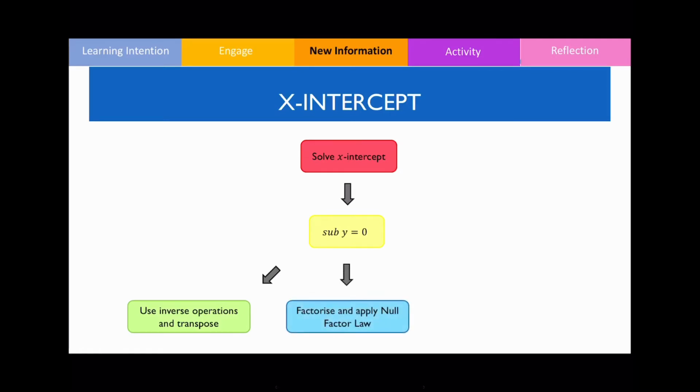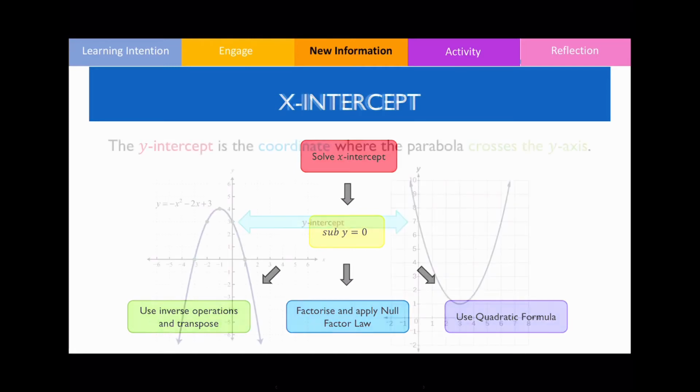Another way we could do this is by factorizing, so putting everything into a set of brackets and then applying the null factor law, and we'll look into that in future lessons. Another way is by using something referred to as the quadratic formula. So we just substitute values into the formula and it will automatically spit out what the x-intercepts are going to be. And as I said, we're going to look into this in a bit more detail in future lessons.